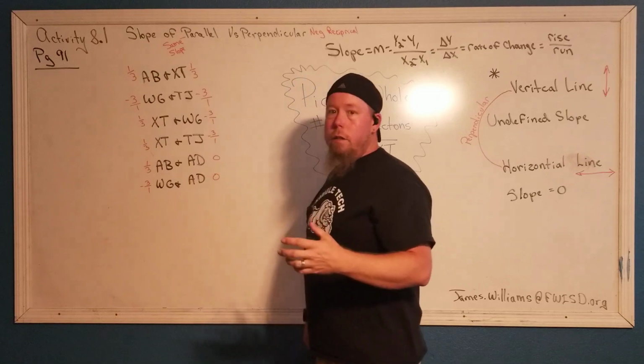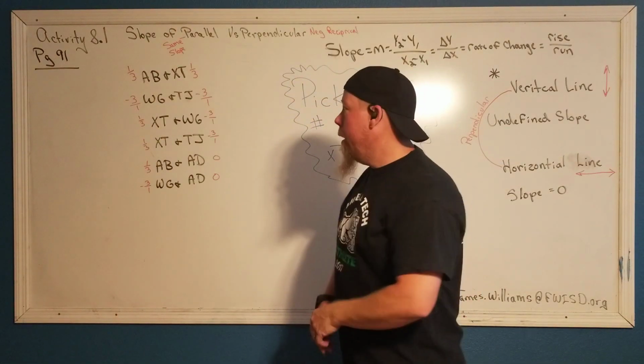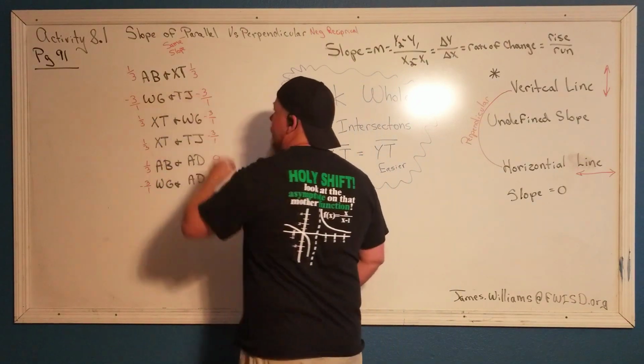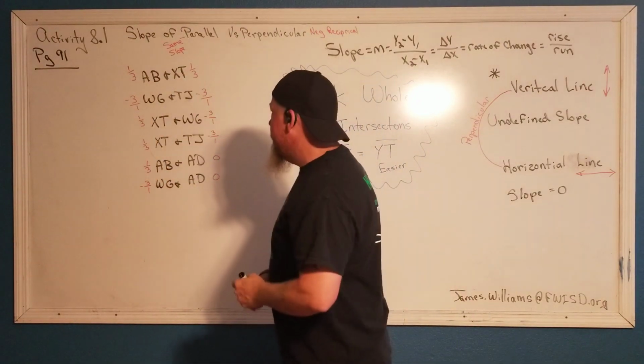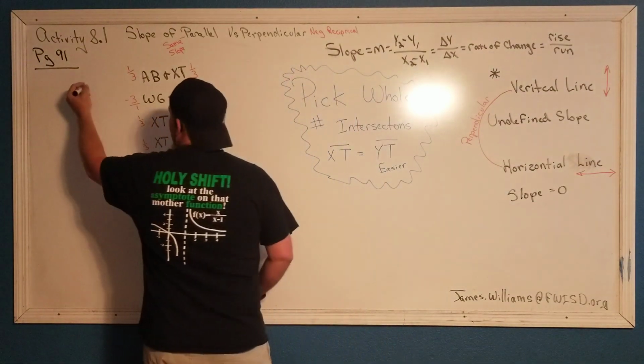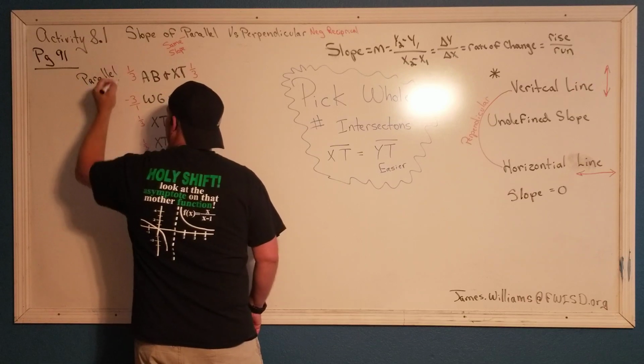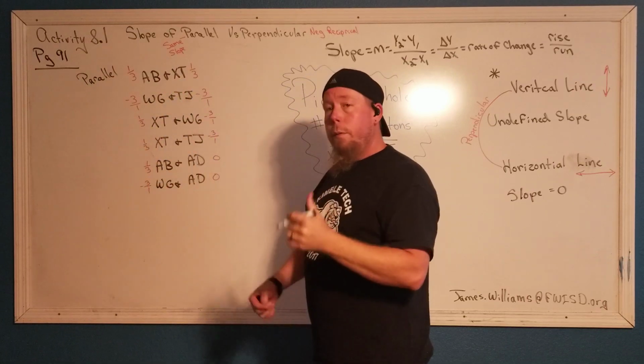Then what I asked you to do is compare the slopes of the two lines and decide whether they're parallel, perpendicular, or neither, all right? So we had AB and XT. AB's slope was 1/3, and XT's slope was 1/3, and 1/3 equals 1/3, right? So the first ones would have been parallel. Okay? So hopefully we're good with that.